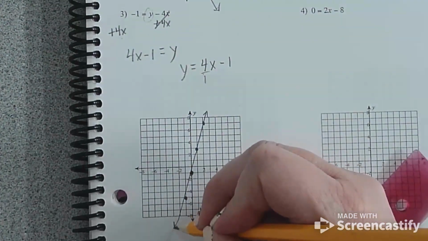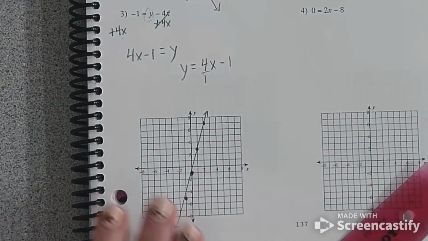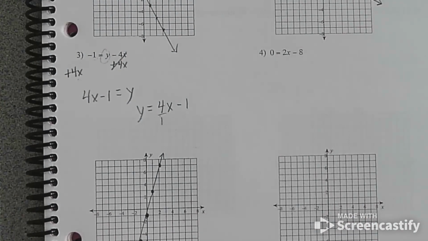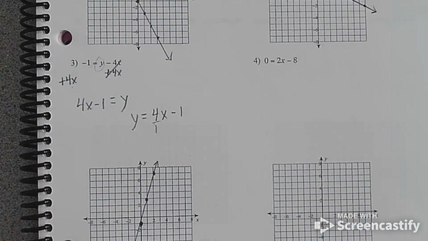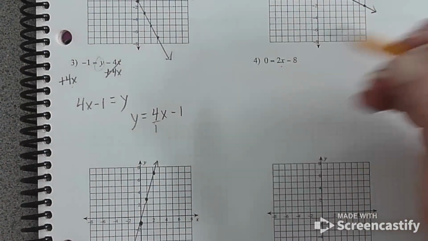Okay, let's just do one more. Let's do this number 4. And what you notice here is that there's not a y. So if there's not a y, then we need to solve for x. So we just need to work to get those variables by itself. If there's no y in the equation, then we want to solve for x. So we got to get this x by itself.